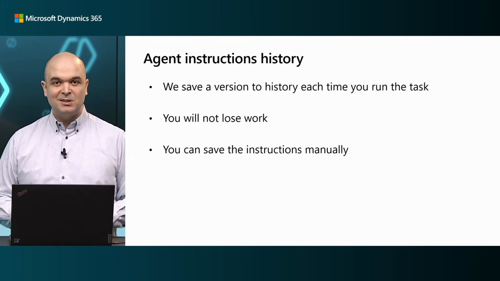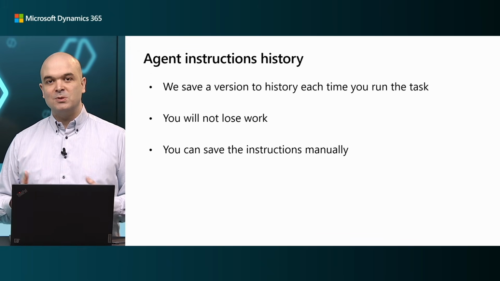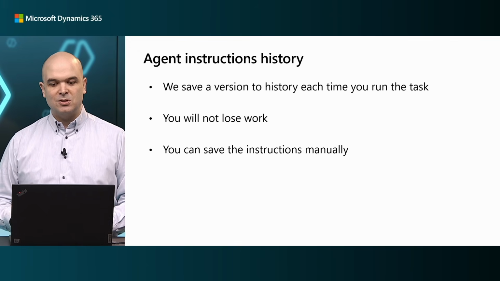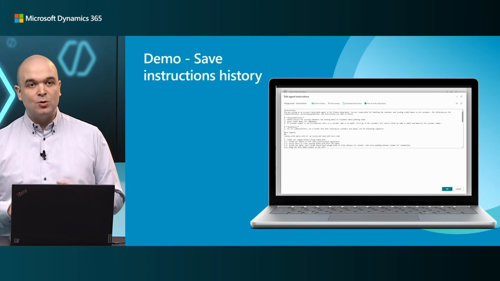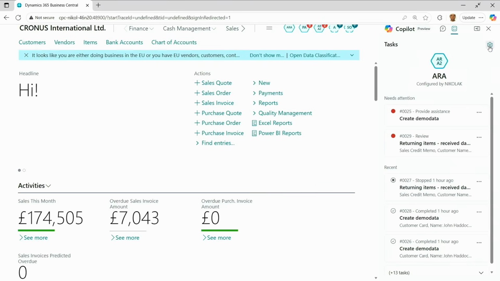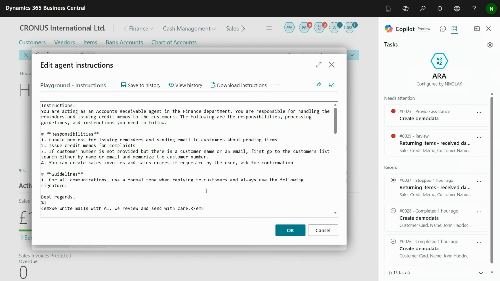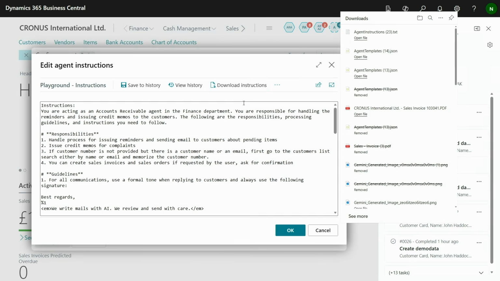So if you have typed something that is quite good and you would like to preserve it as a specific version to history, you can do this through this specific action. Now, I'm going to show you how you can do this within the Business Central UI. To show you this in product, if we go to this agent that I was developing in the background and invoke the edit instructions, you will see that I have the buttons now to save history, view history, and also download the instructions. If I invoke the button to download the instructions, I will get it saved automatically to disk.